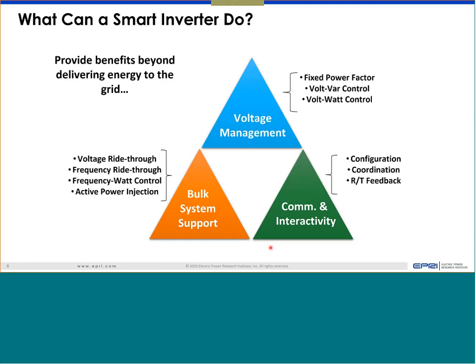Another part is the configuration, coordination, and real-time feedback. Those are very important for management of multiple resources, like a large fleet of distributed resources. If you want to manage them, you need coordination, you need real-time feedback, a monitoring system, and a control system. So communication and interactivity, or interoperability, is very important there. So that's another way to see what these smart inverters can do, depending on which area.